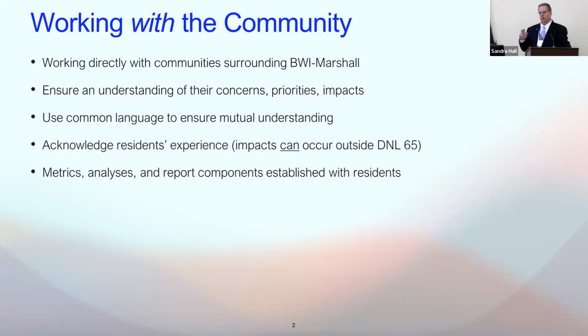We also want to acknowledge that the impact to communities outside of the 65 DNL is real. And the number above metric that we decided to use allows people to see that there are impacts, sometimes at 75 DNL or 75 decibels and above in an instantaneous reading, that happen to these people who are outside the 65 DNL. So there is impact to them that probably isn't fully captured with the DNL metric. And next slide.